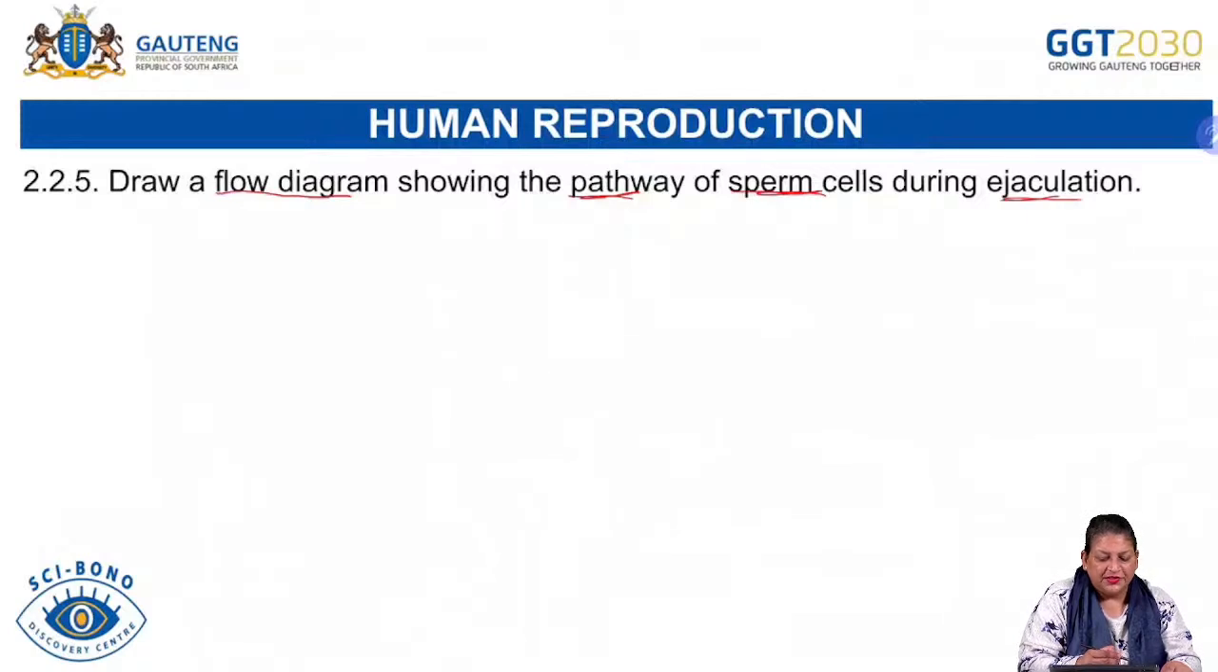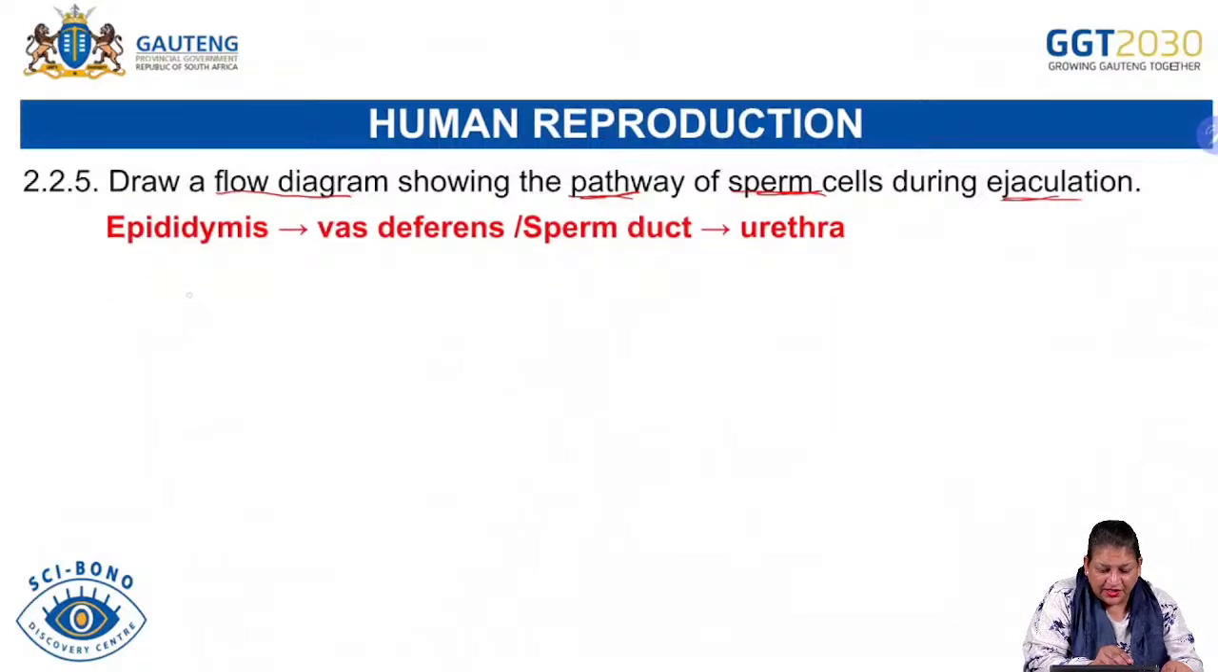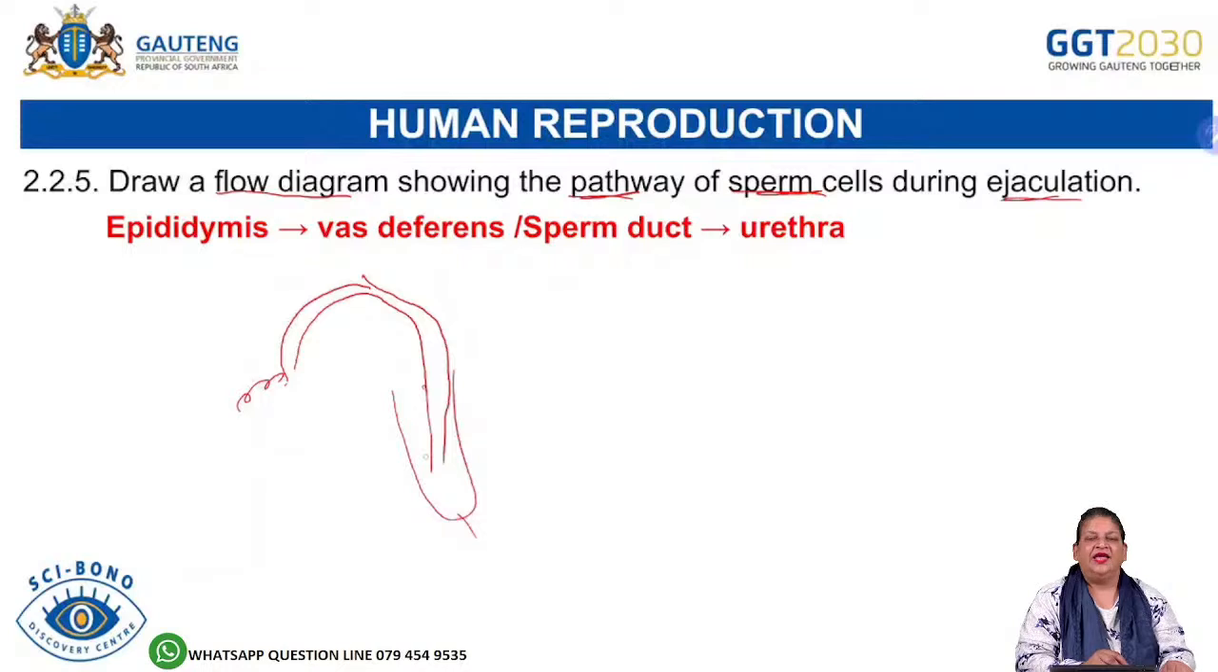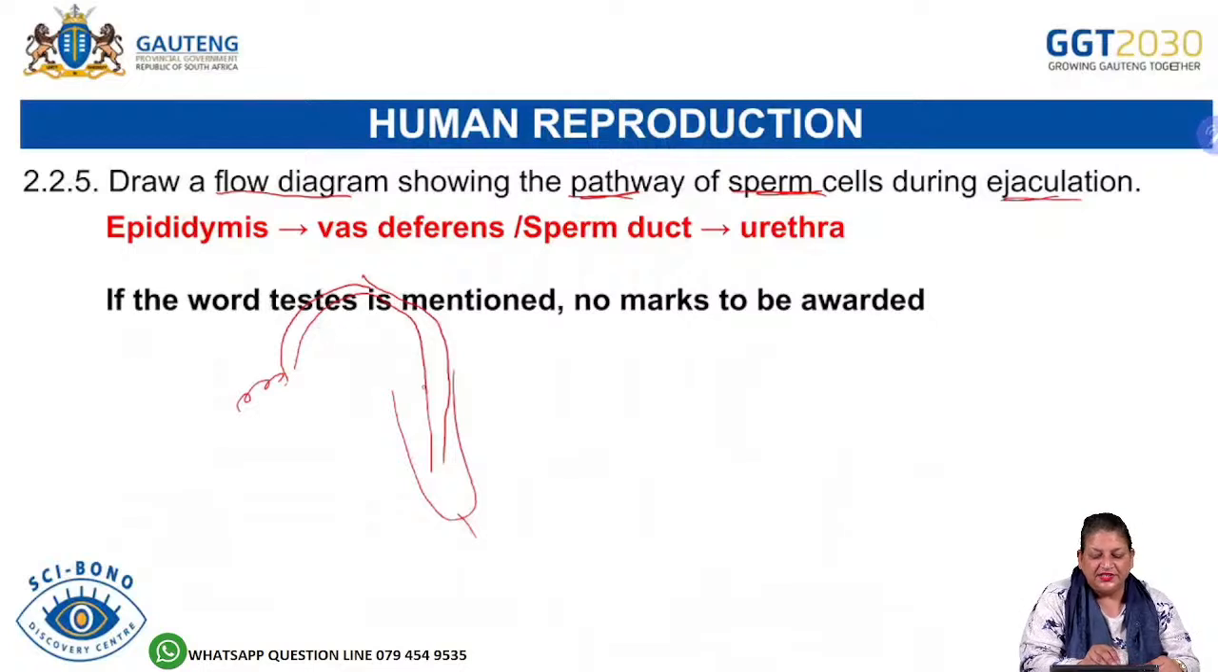It's going to go from the epididymis to the vas deferens, which is the sperm duct, through the urethra in the penis, and then it's going to come out. Can you see that? So that's the pathway. The epididymis to the vas deferens, the sperm duct, to the urethra. And that's how it's going to be released. Okay? So this one was all or nothing. And they say, if the word testes is mentioned, no marks was awarded.